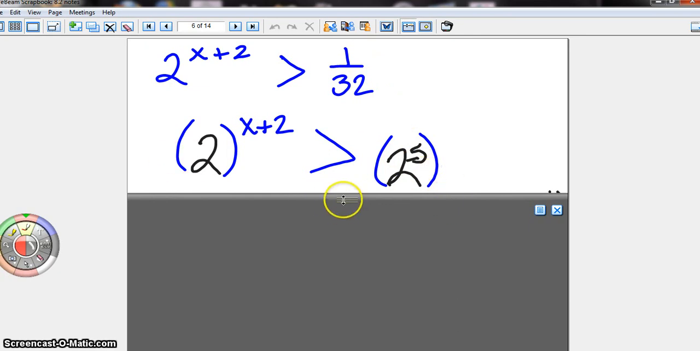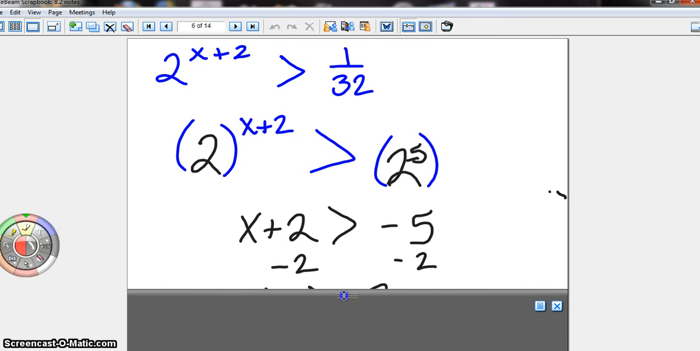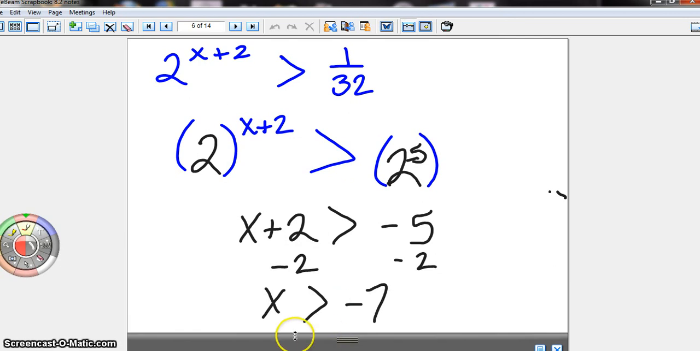And then, of course, I can drop my bases out. I have x plus 2 is greater than negative 5, and I can solve that. Make it x is greater than negative 7. So when you see these fractions, this number here, can you make it this base and give it a negative exponent? And that tells you, oh, I had a fraction.